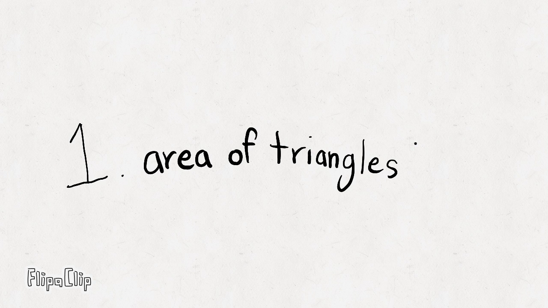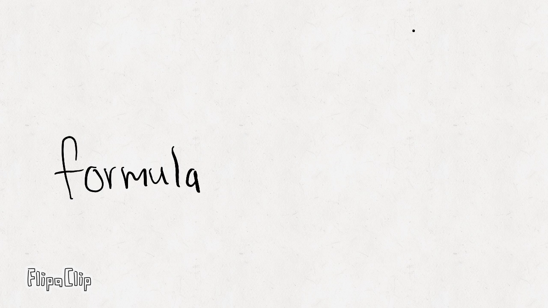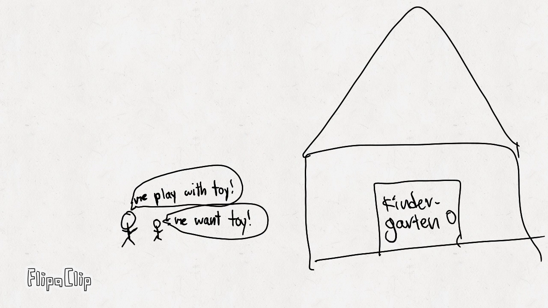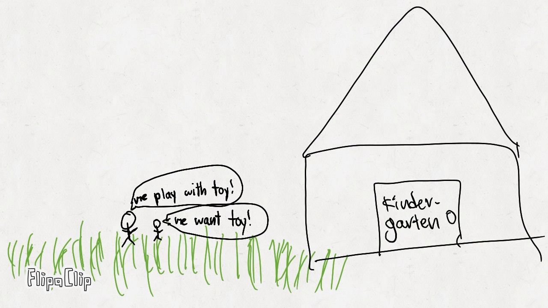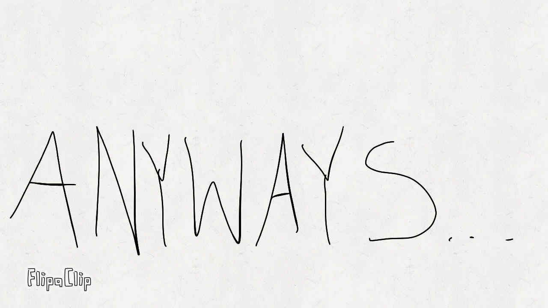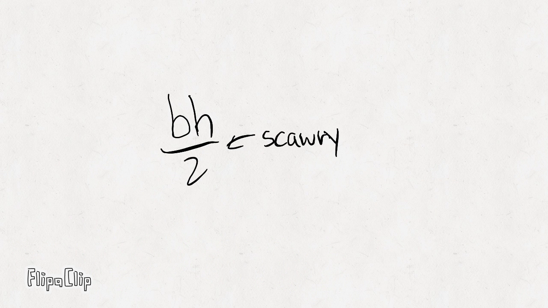1. Area of triangles. The area of a triangle in formula form is BH over 2. To a bunch of kindergartners, oh, by the way, kinder means child garden or something in a different language, so that's kind of interesting, I guess. Anyway, to a bunch of kindergartners, the formula is going to sound kind of daunting, so I'm going to explain it the best I can.